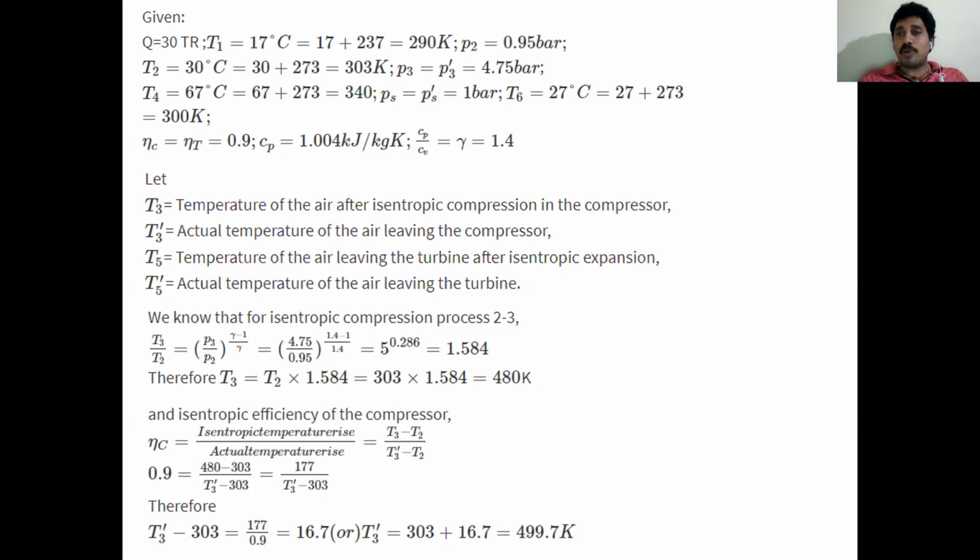Now the next step is very important for determining actual temperature: compressor efficiency. They mentioned that compressor efficiency is 0.9 or 90%. So compressor efficiency is the ratio of ideal temperature difference to actual temperature difference. Ideal temperature difference is T3 minus T2. Actual temperature difference for the compression process is T3 dash minus T2. So using this equation, the unknown value is T3 dash. We substitute all values. T3 dash is 499.7 Kelvin from this equation. So like that, we determined actual temperature from compression efficiency.